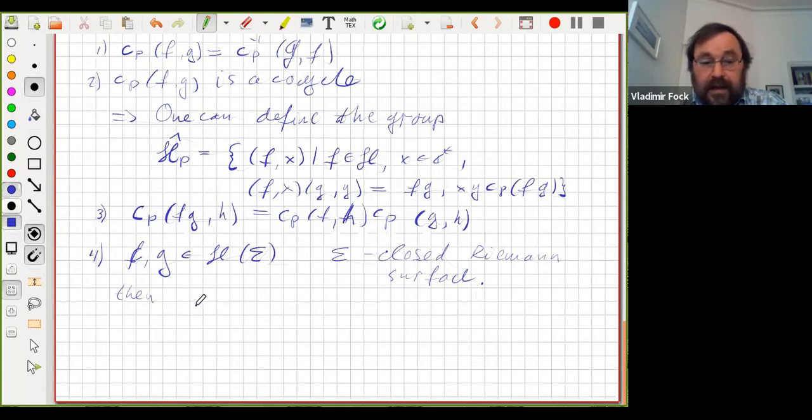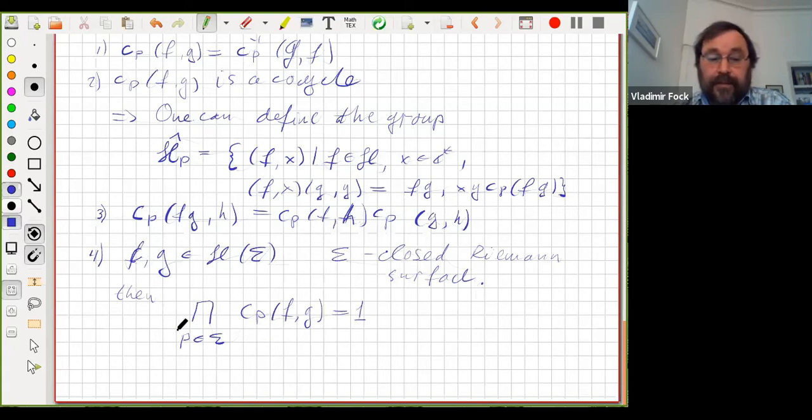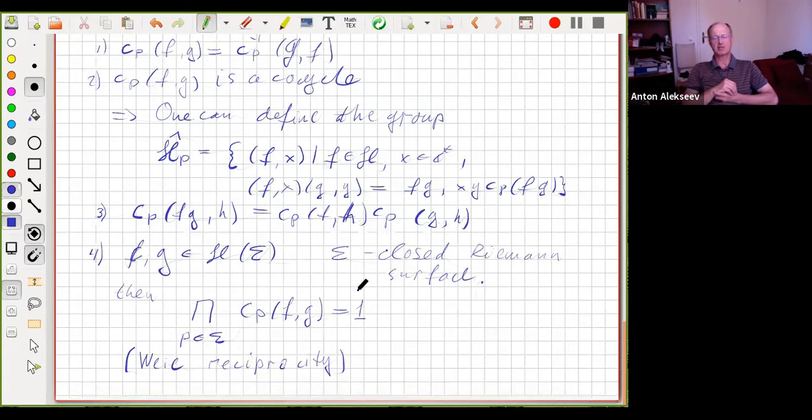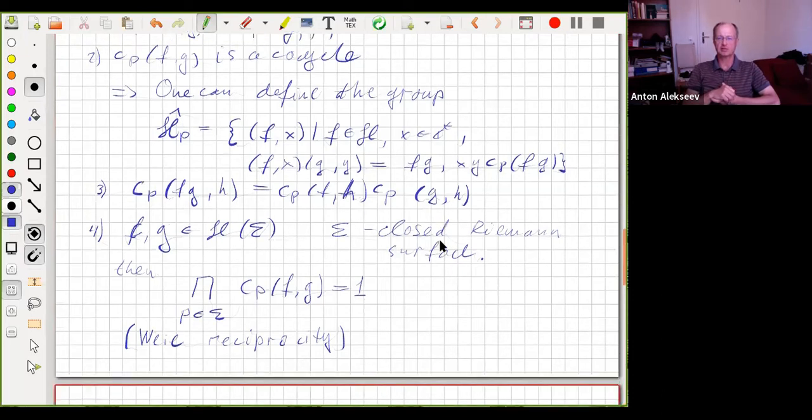Then, if you take the product over all points P in sigma of Cp of F and G, it is equal to 1. Well, this formula can be called Euler reciprocity. So what's the meaning of it? You mean it's actually a product over the finite number of points where F or G have singularities, right? Exactly.